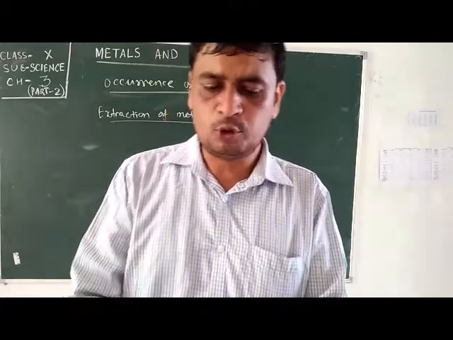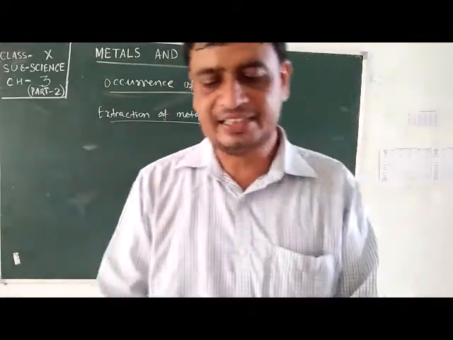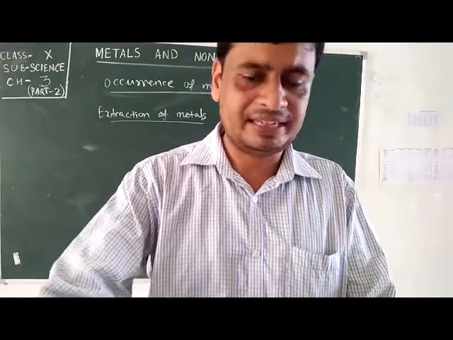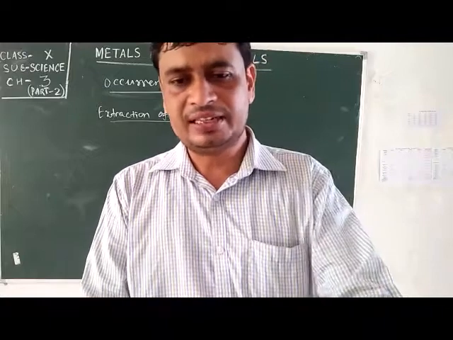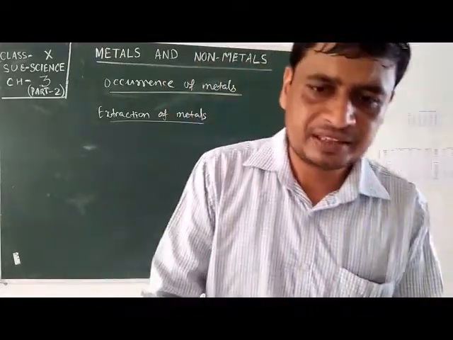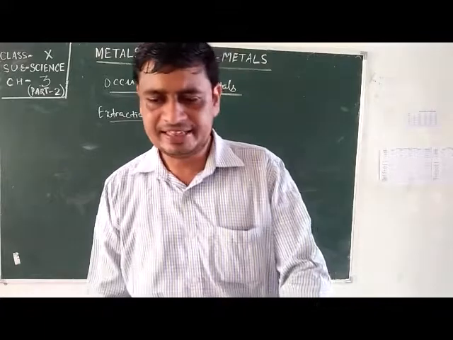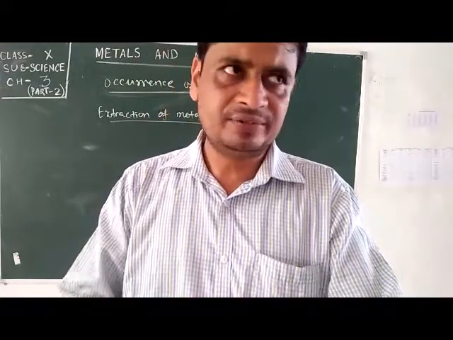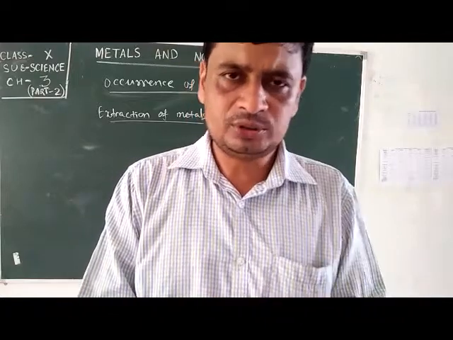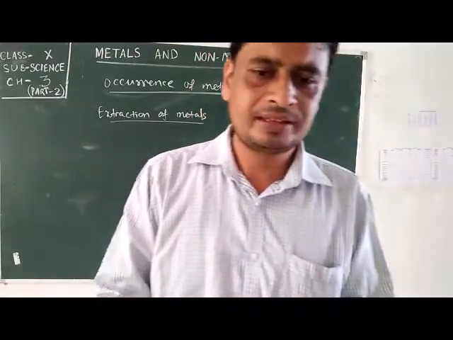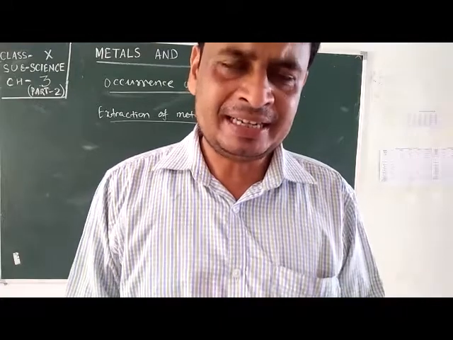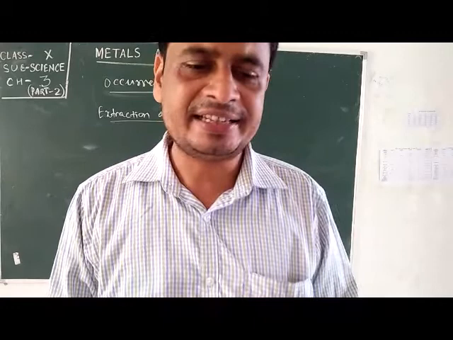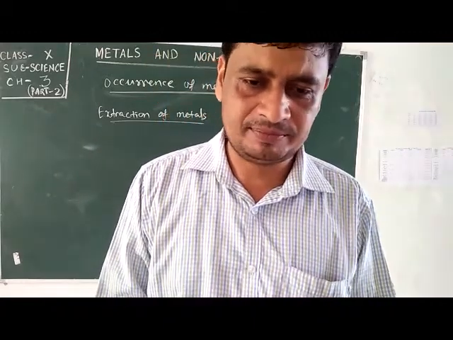The metals at the bottom of the activity series are the least reactive. They are often found in free state, for example gold, silver, platinum and copper. They are found in free state because they are very less reactive. They will not react easily, so they will be found in free state. But copper and silver are also found in combined state as sulfide or oxide form.